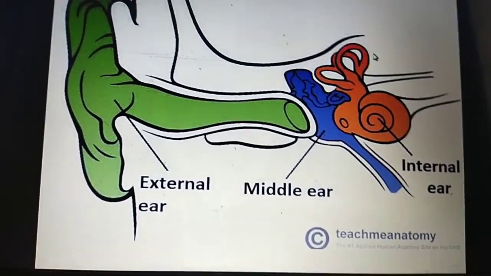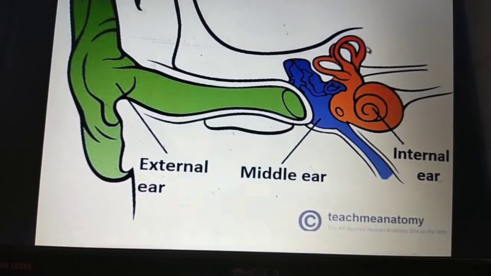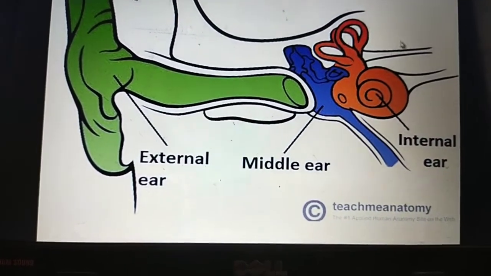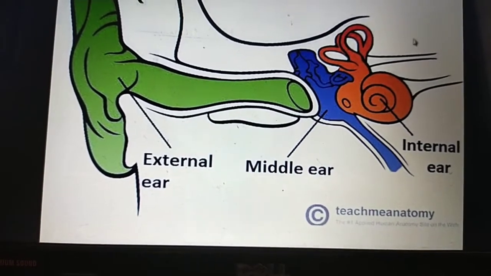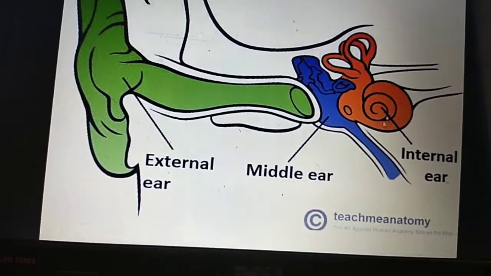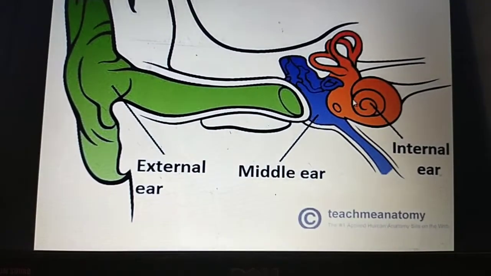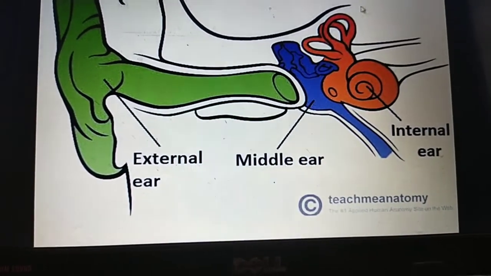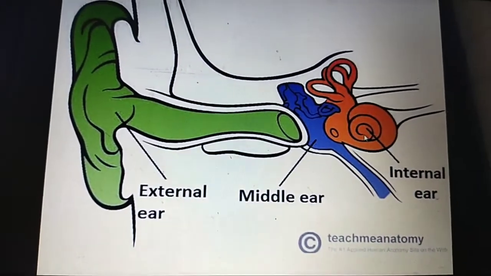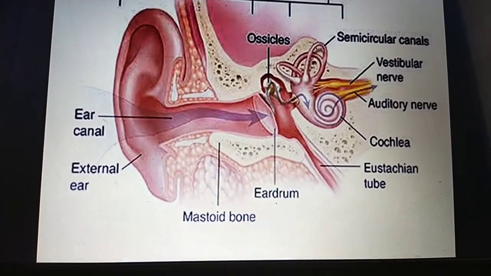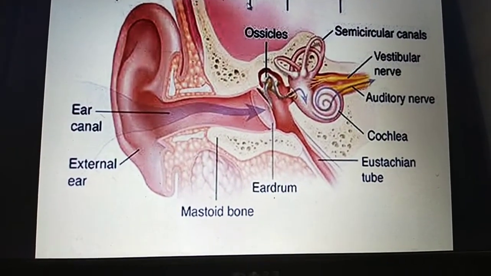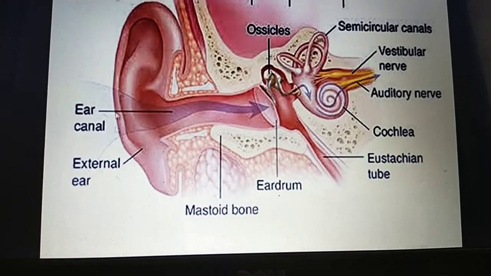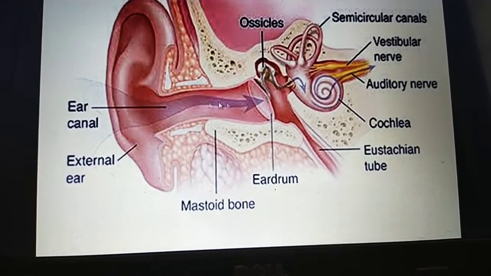The inner ear is the part of the ear that contains the organs of the sense of hearing and equilibrium. It is also called the labyrinth of the ear. Like that, you can divide it into external ear, middle ear and inner ear. You can go for the next slide. In the ear, this is the outer ear or external ear. This is the visible part of the ear, also called the pinna or auricle, and this is the ear canal.